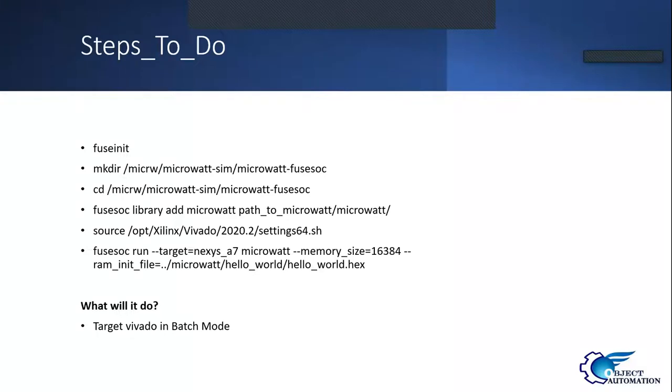And these are the steps to simulate the microwatt in actual FPGA. The important thing here is fusesoc library add. What it will do is add the microwatt path to the Fuse SoC library. So now Fuse SoC will get to know that I have this microwatt thing that I have to simulate or run. And then this command of source and the path of the Xilinx.